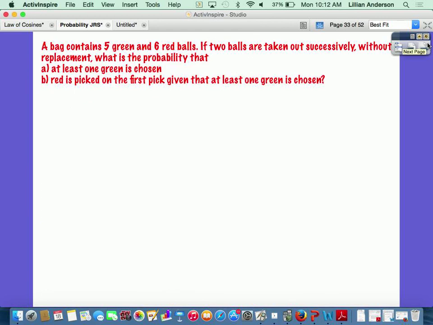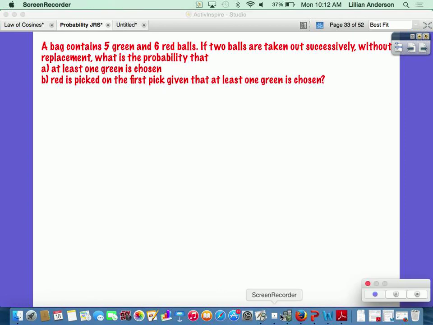Here's one more, that's probably the last one we get to for today. And this is a good one to end on. A bag contains 5 green and 6 red balls. If 2 balls are taken out successively without replacement, we have to find the probability of these 2 different situations. Another example where we can use a tree diagram to model this.